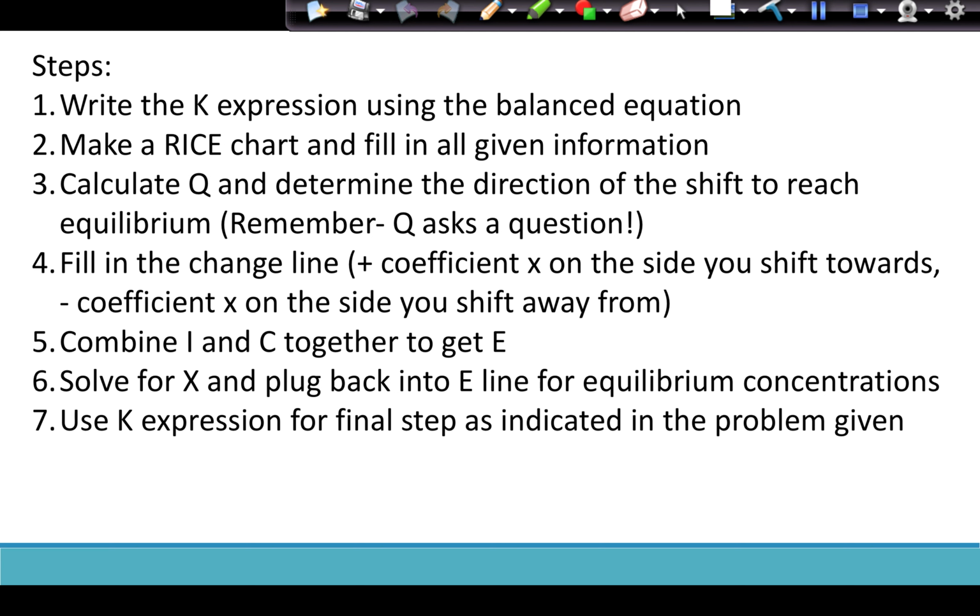Once we did that, we put plus coefficient X on the product side, and we put minus coefficient X on the reactant side. We read down the chart to combine the initial and the change lines, and when we combined those mathematically, we got the equilibrium concentration expressions in terms of X. We were able to solve for X because the equilibrium concentration of one of the species was given, and then we plugged those back into the K expression to find the value of K at that particular temperature.